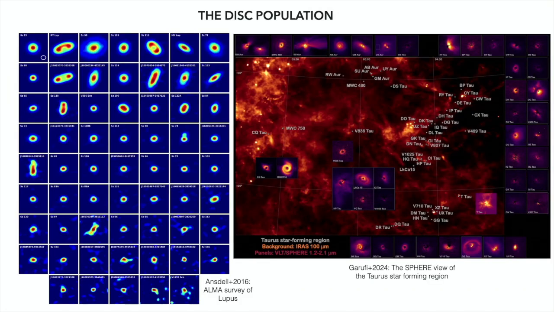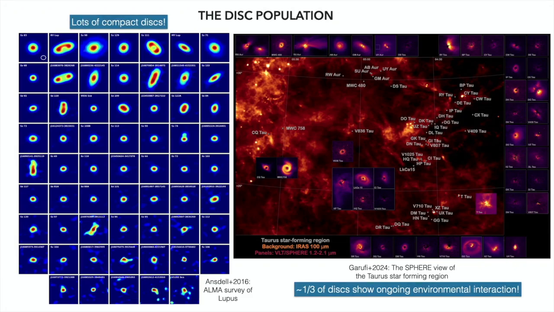The other thing we're learning from observations is that 1/3 of disks show evidence of ongoing environmental interaction. So where you really are dumping material in this kind of streamer-fed mode from the cloud. So this is normal operation of disks in the real universe.